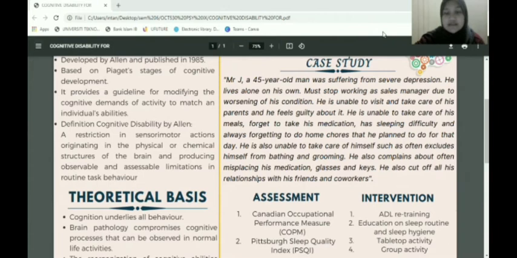So basically, from this case study, we can see that Mr. J has problems performing ADL and IADL independently, such as bathing, grooming, housekeeping, and preparing meals. He also has poor sleep quality due to difficulty falling asleep, and he has a problem in cognitive function, a short-term memory problem. Lastly, he also has problems in social and communication skills. So, from this case study, what assessment can we use for this condition?